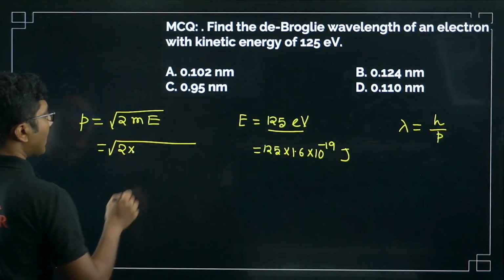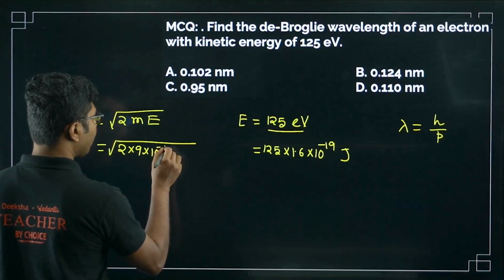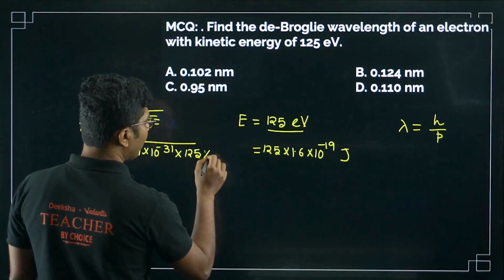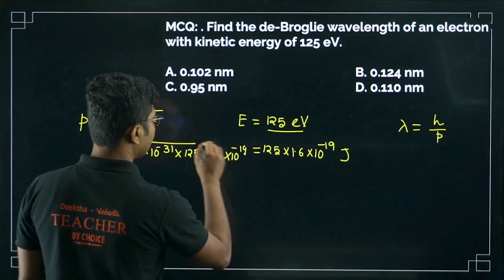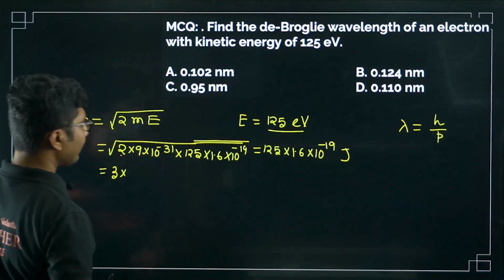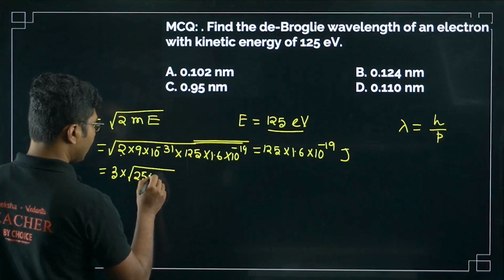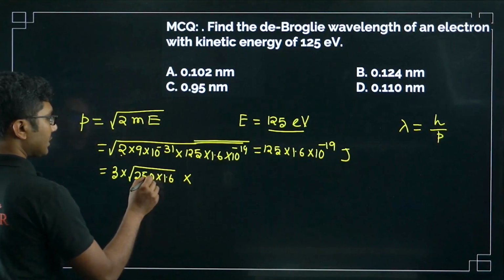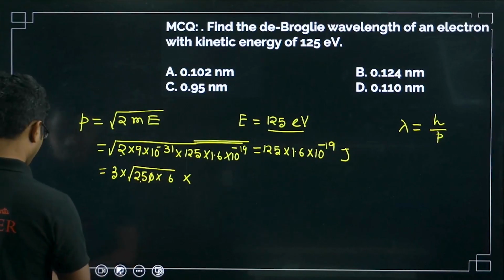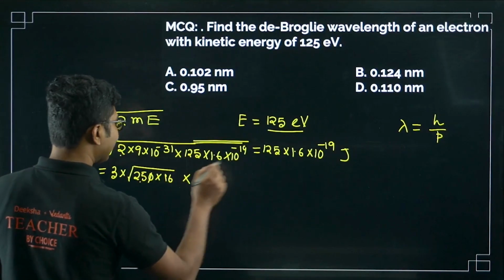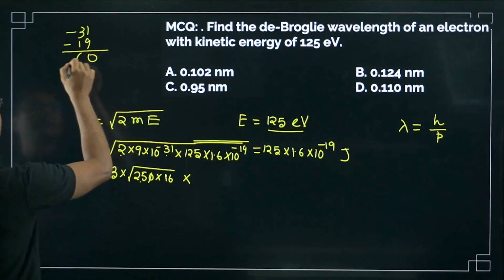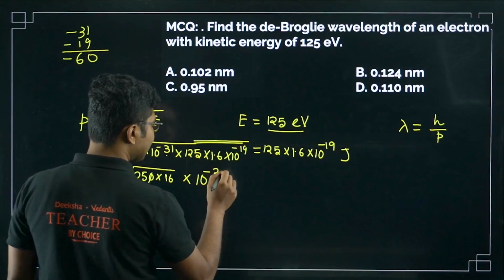Okay, 2 into mass of electron is 9 into 10 to the power of minus 31. And energy you can have 125 into 1.6 into 10 to the power of minus 19. So you will get 9, square root is 3. Now 2 into 125 is 250. 250 into 1.6 means you can cancel this 0 and this 1.6 will become 16. Okay, so this will become 16. Now it is easy. Now let's see the 10 to the power of minus 31 minus 19, that is minus 50.